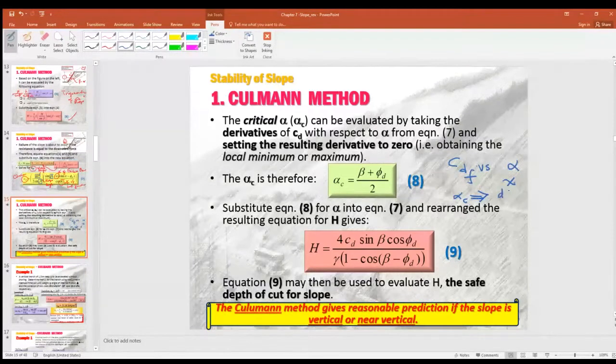So that gives you dCd d alpha equal to zero. Just like you want to know the value of x if df dx equals zero. In calculus, when you apply this differentiation, you will know the minimum value, the critical value. So that's why here you set the design cohesion, dCd, with respect to different angle alpha, equal to zero. Now that will give you the critical alpha. And it works out to be beta plus phi d over 2.